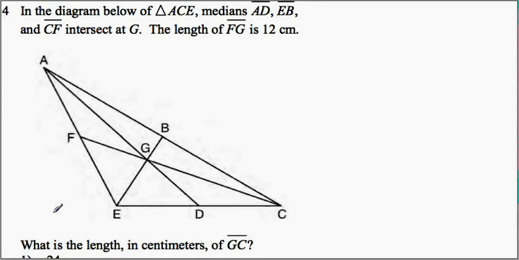Here, notice that this is the medians intersecting. So at the centroid, the relationship is a 2-to-1 ratio along the line segment from the vertex to the opposite side. So the line segment FG is 12. Then this must be x, while this one is 2x. Then we realize that CG must be 24 by that ratio.